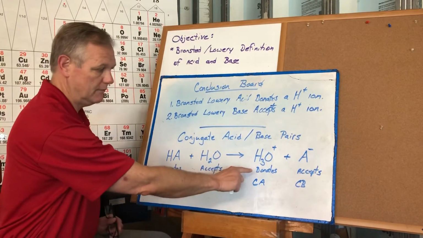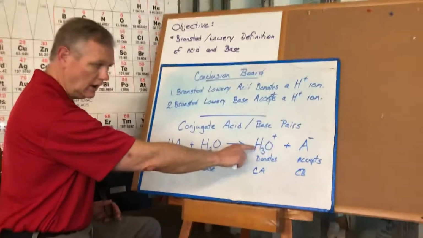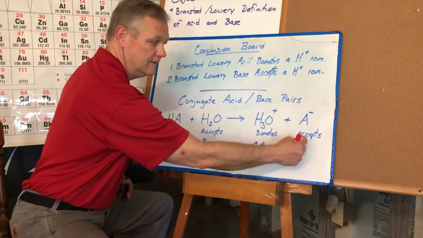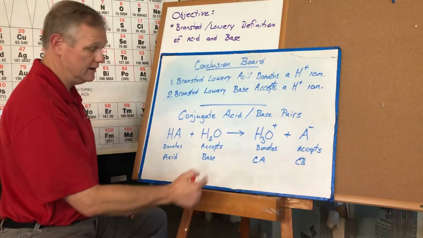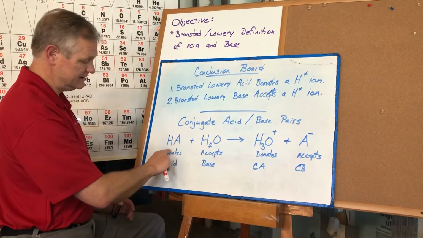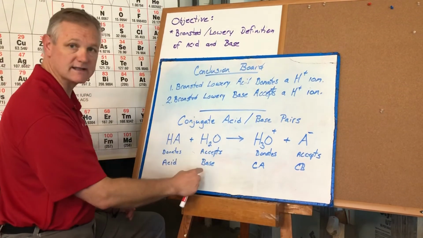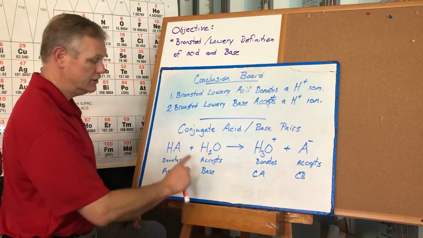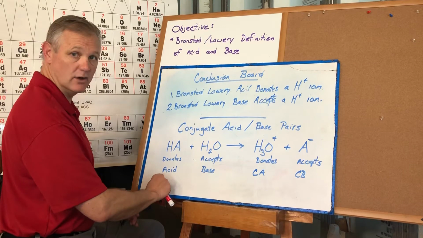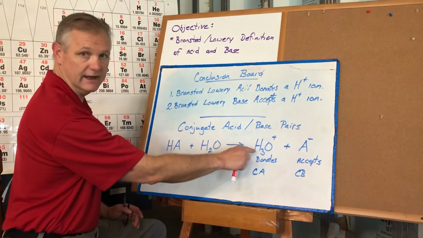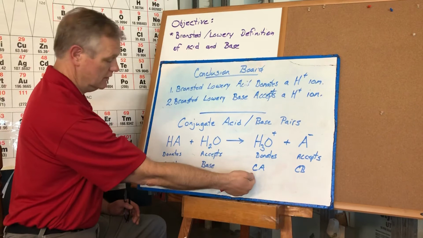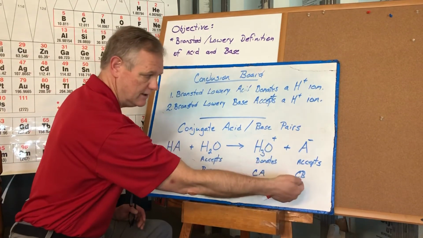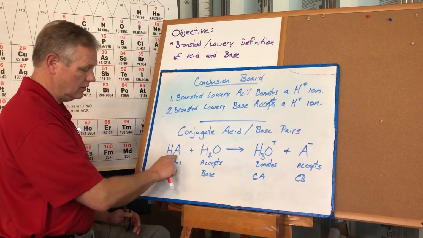So we end up on the other side with H3O, which means it accepted, and it's left with just the A ion. So this has to be the acid, and this has to be the base. Whatever's on the other side has to be the conjugate of that. So this is my conjugate acid. What accepted that hydrogen? That H3O. So that has to be the conjugate acid, and this is the conjugate base. This is what's left over.